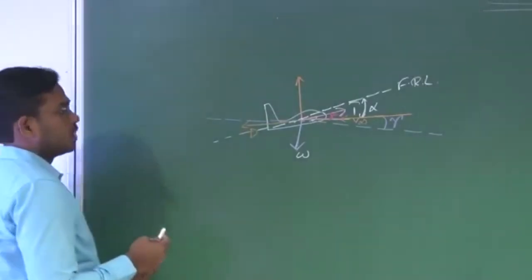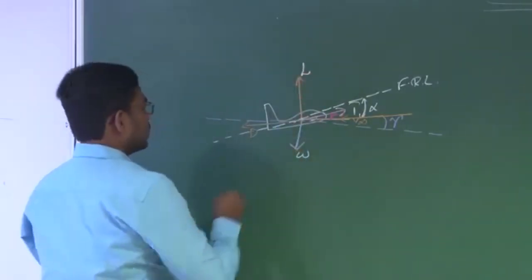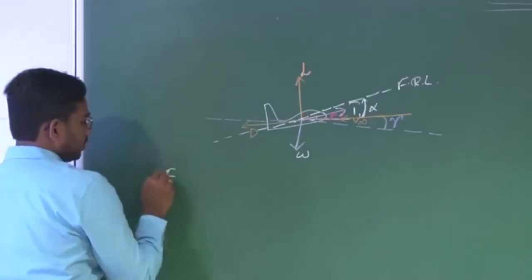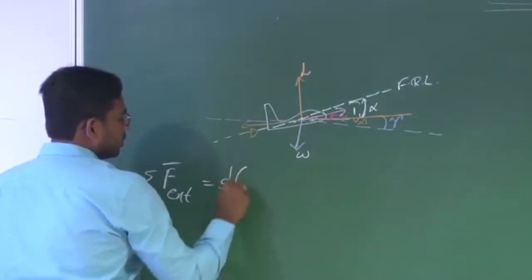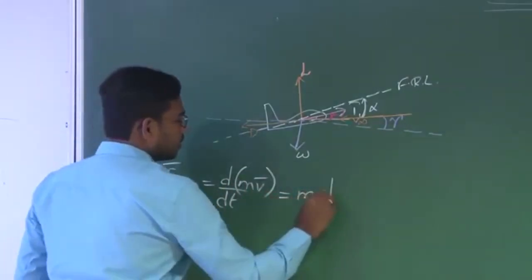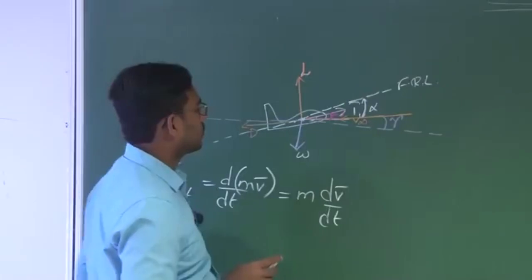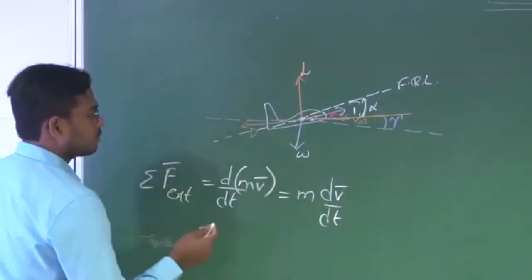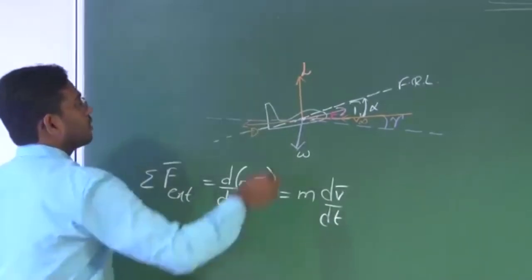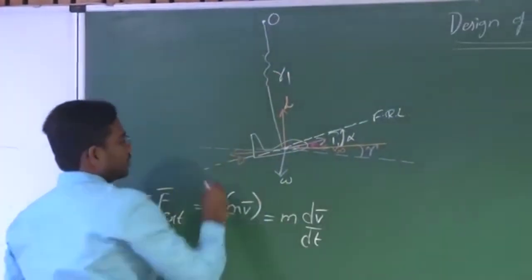Now let us write equations of motion along V infinity and perpendicular to V infinity. So this is your lift, which is acting perpendicular to V infinity. And according to Newton's second law, the total external forces acting will result in the rate of change of linear momentum. Assuming the aircraft as a point mass, and further, these forces are acting at the CG of the system, right? So we can write the equations of motion with these assumptions, along and perpendicular to the flight path. Let O be the point about which the aircraft is rotating in this vertical plane with a radius R1, right?